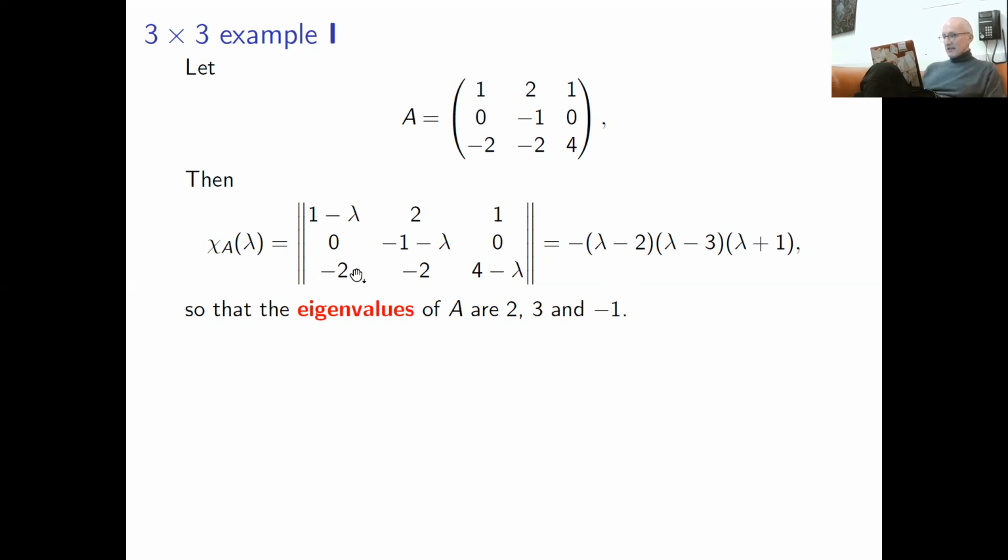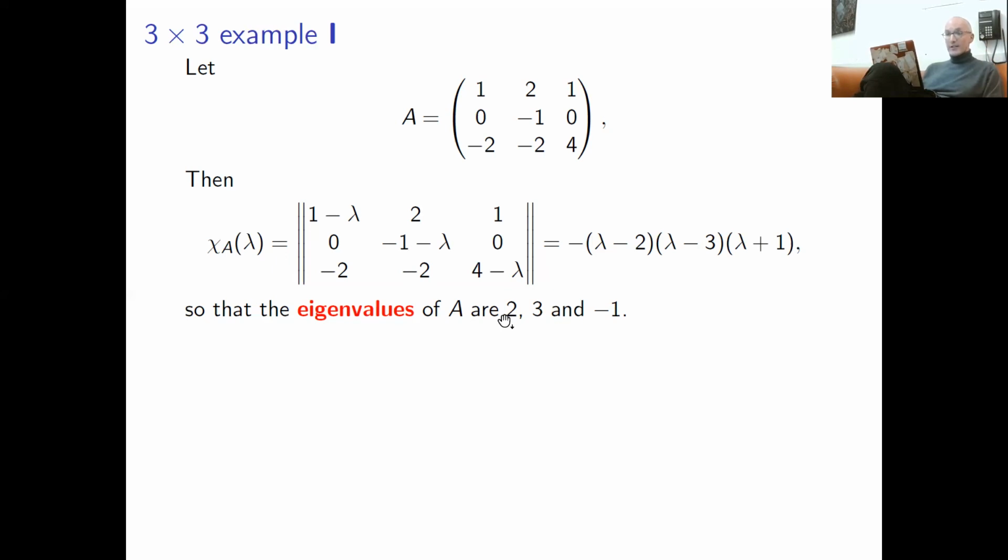Anyway, I found all roots of the characteristic polynomial. That basically means my eigenvalues are 2, 3, and -1. Now, in order to find eigenspaces, I already know that the eigenspace for delta is 0 if delta is not 2, 3, or -1. So it's enough just to find explicitly the eigenspaces of 2, 3, and -1. We just do it one by one.